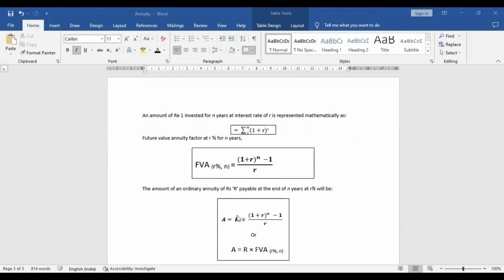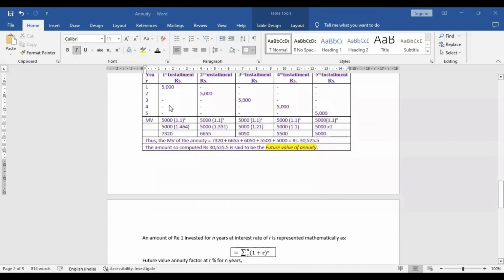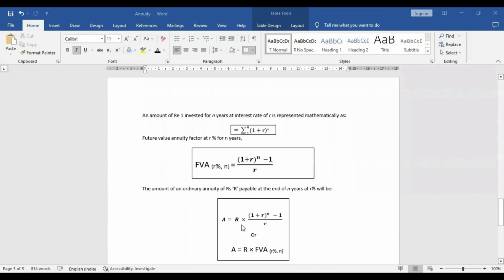This is the installment amount, you can say as 5,000. This is 1, this is 10%, and this is for the 5 years, minus 1. r is 10%. You will get the value as 30,525 here also with the help of this. Here it was systematically shown how the things are moving, and here with a single formula, in a single go, you are able to calculate.